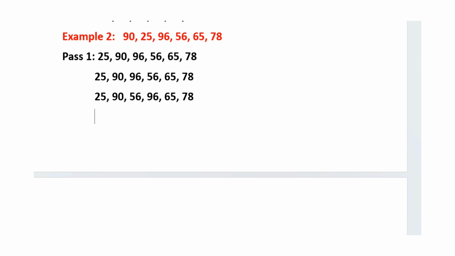Next, I compare the next two adjacent elements, that is 96 and 56. 96 greater than 56? Yes, I need to swap. That is 25, 90, 56, next I need to compare the next two elements, 96 and 65. 96 greater than 65? Yes, we need to swap. That is 25, 90, 56, 65, then 96, then 78.